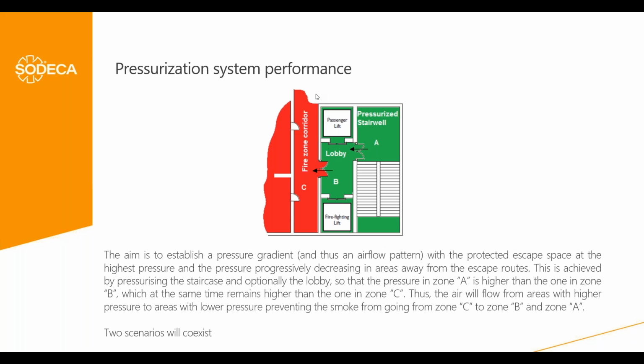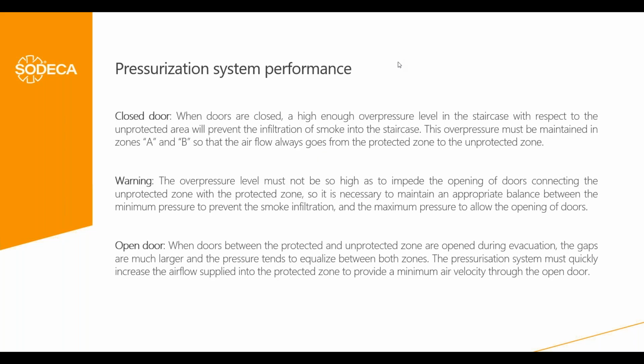So mainly we'll have two scenarios. While the doors between the protected and non-protected space are closed, we will have some migration through the gaps, mainly around the doors. And so our goal is to avoid this migration of smoke through these gaps. But when someone opens that door, we will have the risk that this smoke will go into the staircase. So again, our goal is to avoid this migration in the door open condition. So we will have these two scenarios: door closed condition, where we need to maintain this level of overpressure.